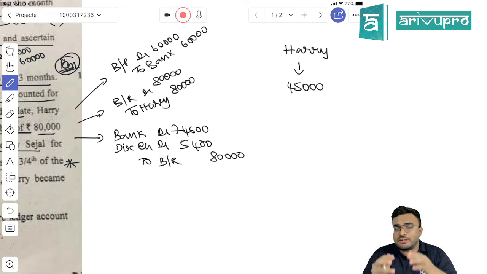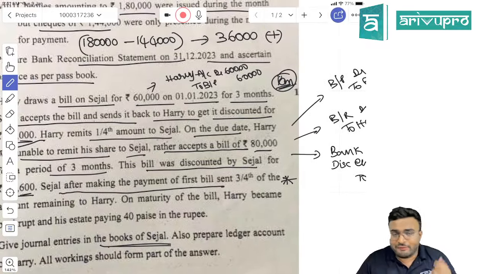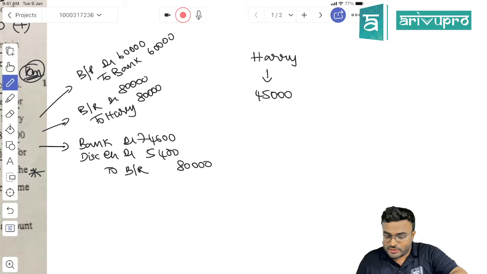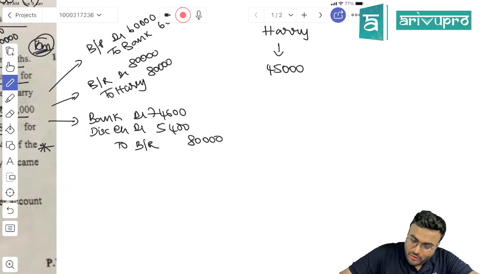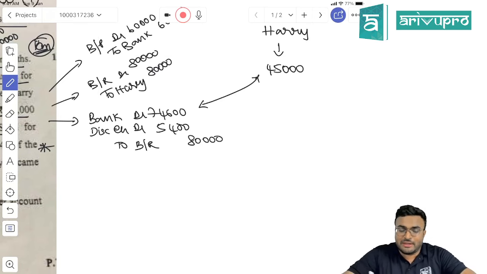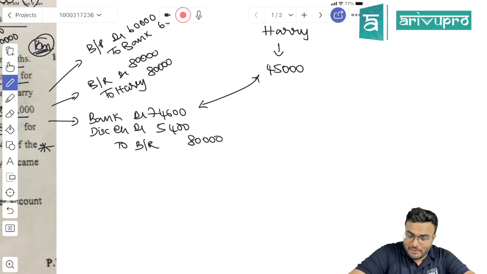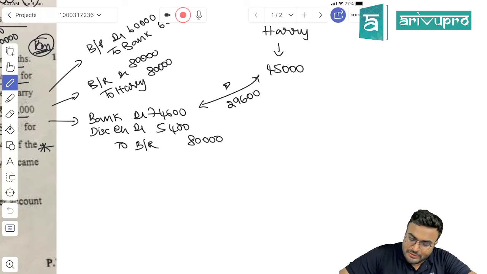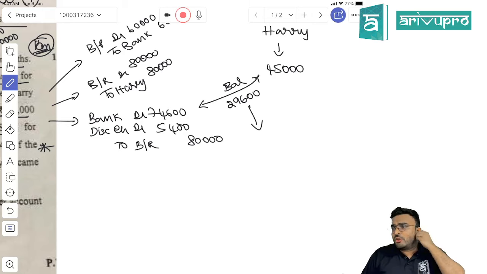Why 45,000? Out of the 60,000 bill, 14,000 Harry has given us, and 1,000 is my share of discounting charges. So Harry has to pay us 45,000. How much did we get now? When we discounted, we got 74,600. So 74,600 minus 45,000, you have 29,600 with you. You have 29,600, which is the balance. Correct? This balance, you are going to give it.